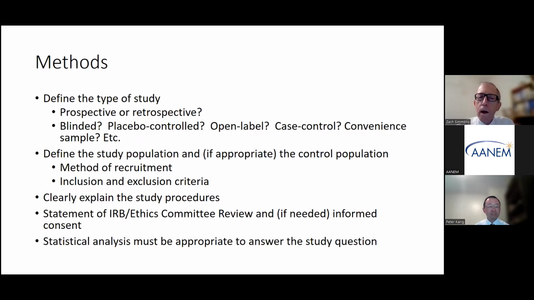And if they don't do that, then as a reviewer, it is part of your responsibility to make sure that the author does. Is the study prospective or is it retrospective? Is it blinded or placebo controlled? Is it open label? Is it case control?